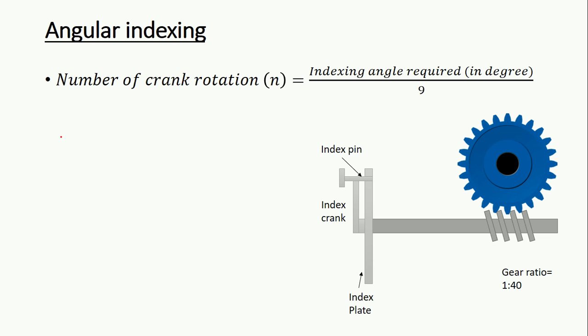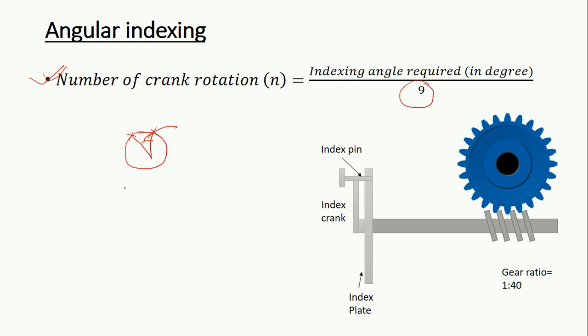Last time what we said was that number of division means 28 number of gears we are going to cut. Now sometimes we can also specify if you are cutting two slots by angle. Let the first slot be cut here, the second slot be cut here if the angle is given. So how can we do it? We can use the simple formula: number of crank rotation is equal to indexing angle required in degrees by 9. How are we going to get 9?